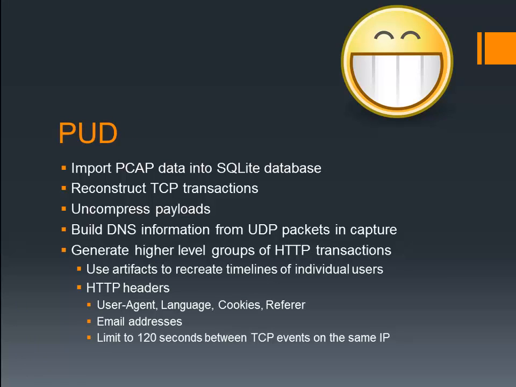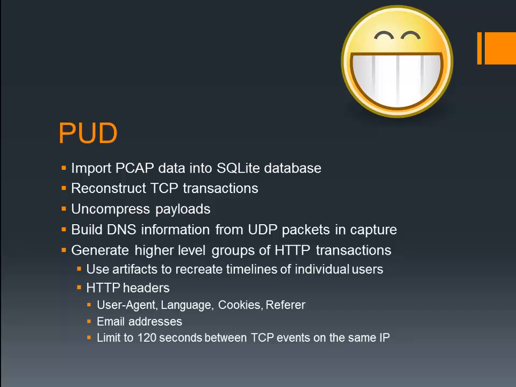This utility takes a raw PCAP data capture and imports it into a SQLite database. It reconstructs various TCP transactions and uncompresses the payloads within the hypertext transport protocol. It builds DNS information up from the UDP packets in the capture. In this way, network resolution can be performed identically to how it was done when the data was being captured.